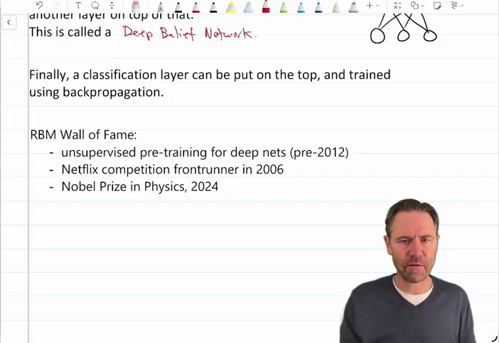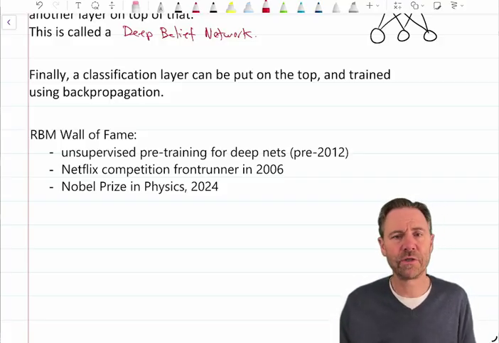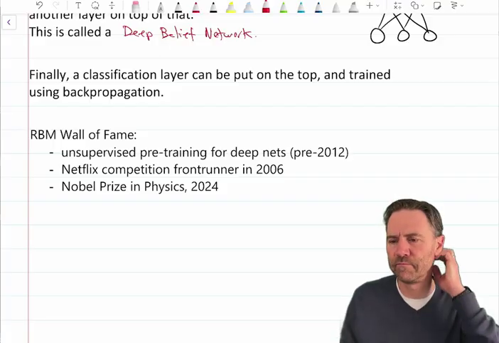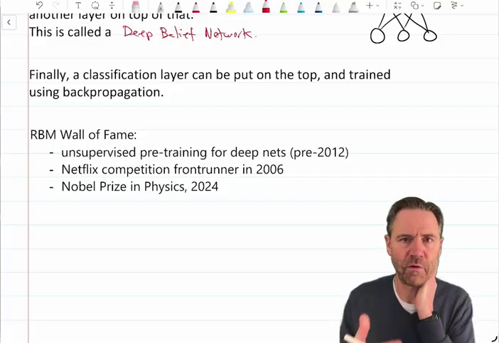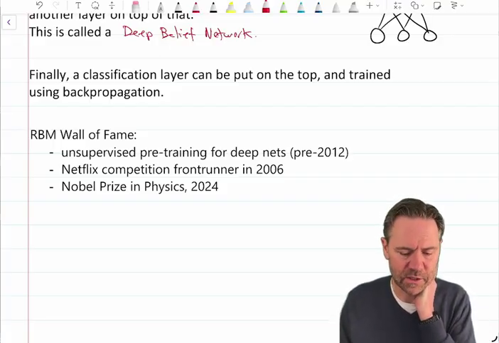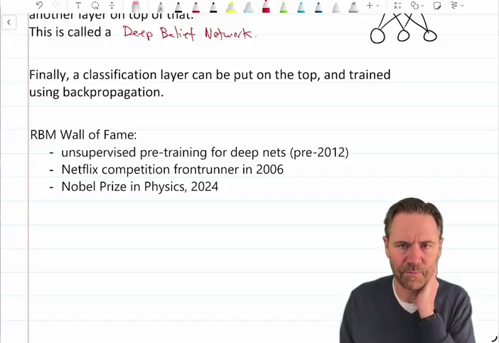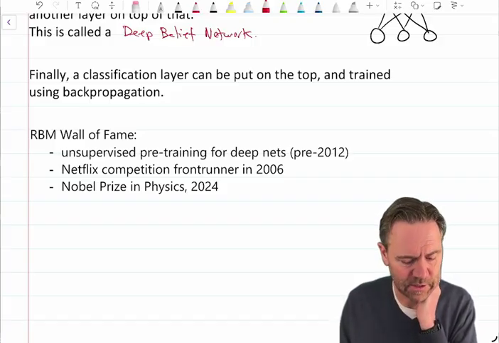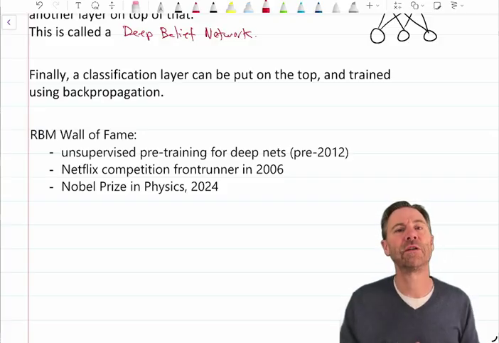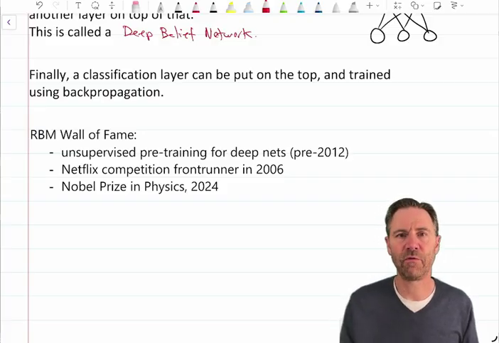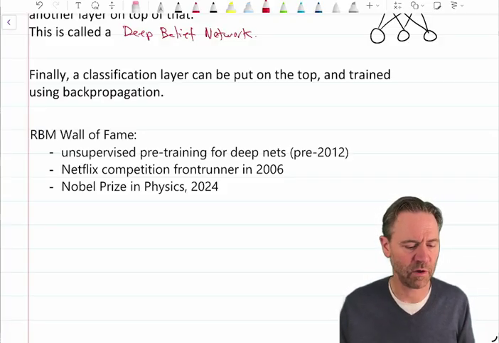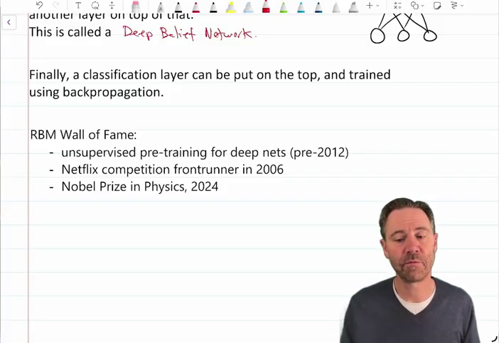And so they had a big competition where they gave $1 million to whoever could come up with a really good recommender system. Deep belief networks were a front runner for a while in this Netflix competition. And of course, Geoff Hinton won the Nobel Prize in 2024 for this work on restricted Boltzmann machines.